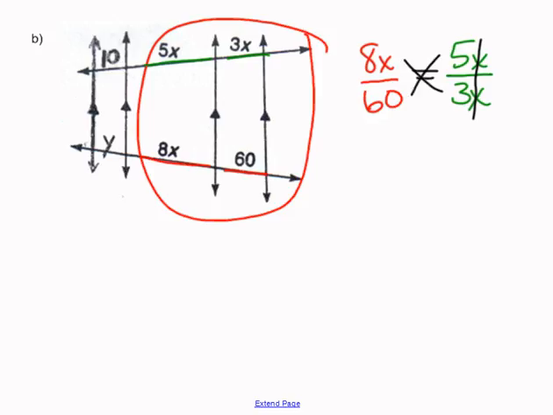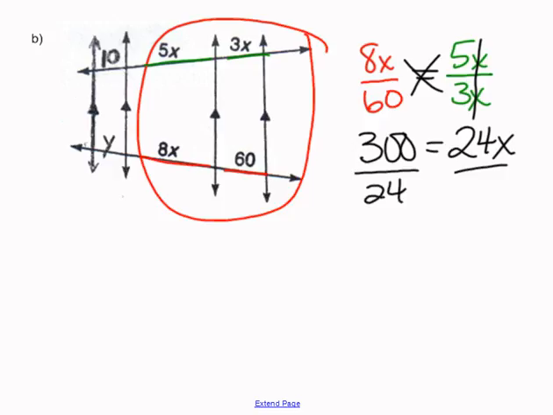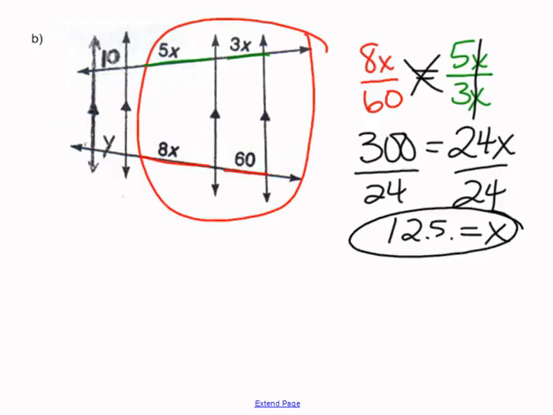All right, so we're going to do cross multiplication. I get 300 equals 24x, right? So if I divide this by 24, I end up with 12.5. Oops. So x is 12.5.